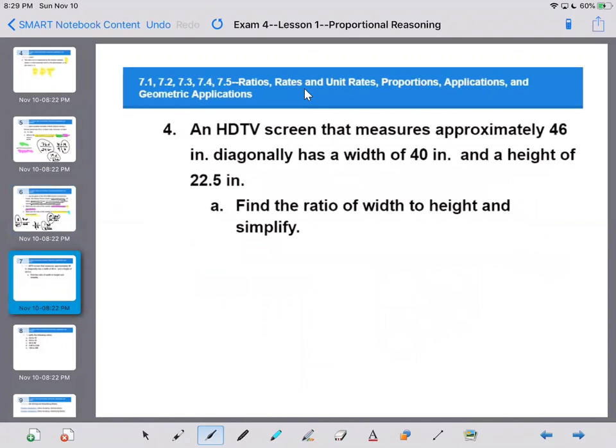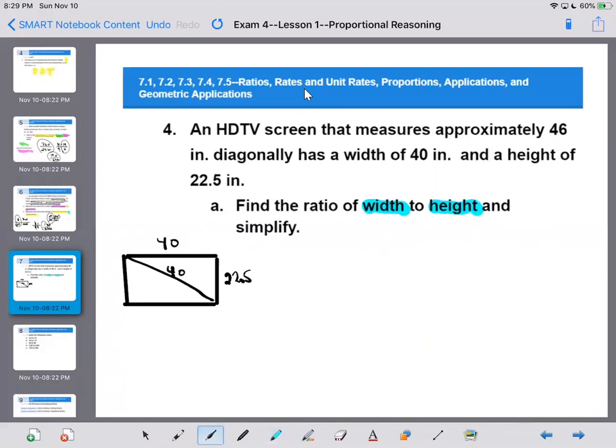Here we've got a screen that measures approximately 46 inches in diameter. So if you think about, okay, here's your TV screen, and we know that diagonally it would be 46 inches, and the height would be 22.5. And we'll say the width is 40. So find the ratio of width to height.